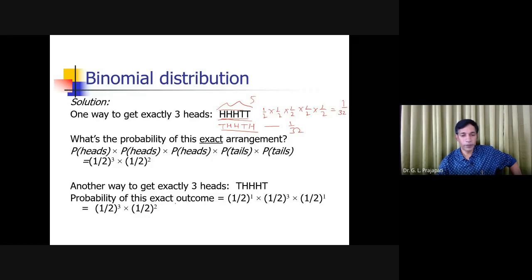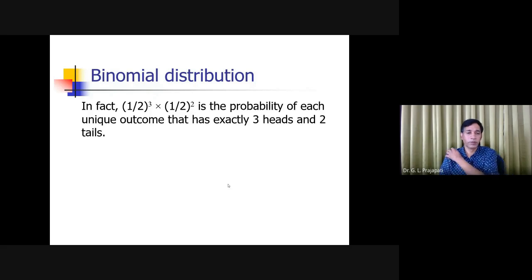So always you will have the 2 tails and 3 heads. So in every combination where you have the 3 heads, you will get the same value. So actually you need to determine how many such combinations are there. So 1 by 2 raised to the power 3 multiplied by 1 by 2 raised to the power 2. This is the probability of each unique outcome that has exactly 3 heads and 2 tails. So we have to determine the probability of getting the 3 heads in the 5 trials.